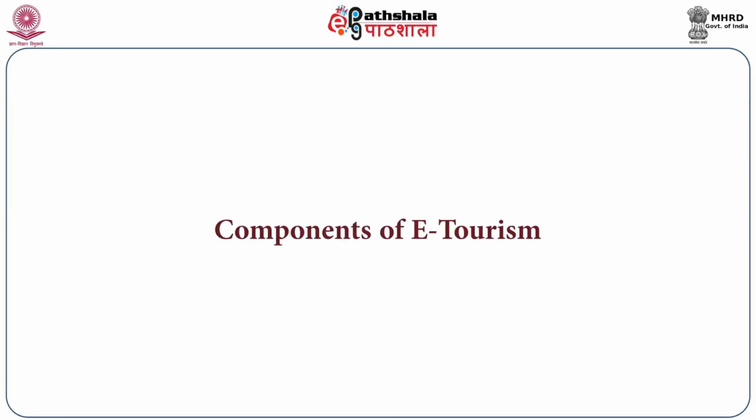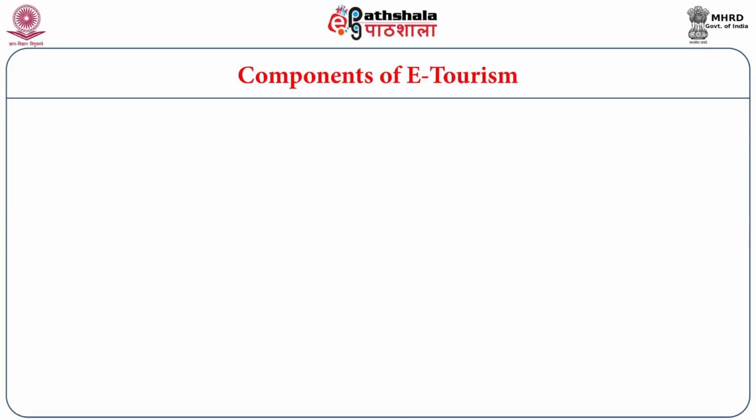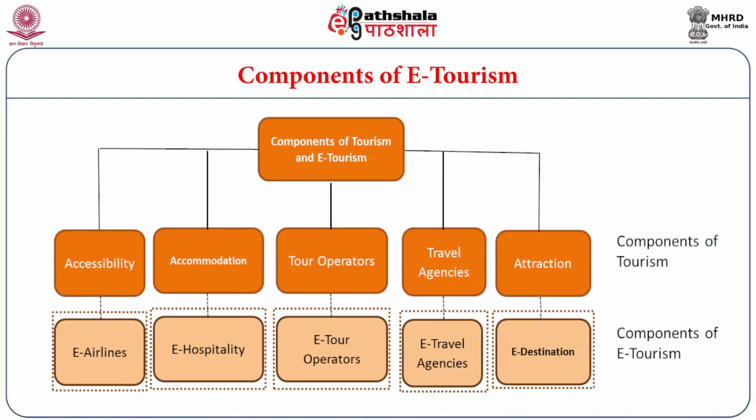Let us now discuss the components of tourism and the corresponding components of e-tourism. As you see, the basic components of tourism are accessibility, accommodation and attraction. Accessibility refers to the travel approach, accommodation refers to the hotels, and attraction refers to the destination. In addition to these three basic A's, we also have the tour operators and travel agencies, which are called the secondary components of the travel and tourism industry.